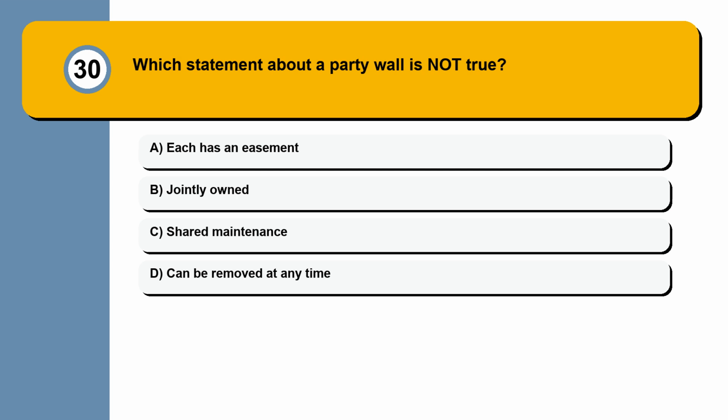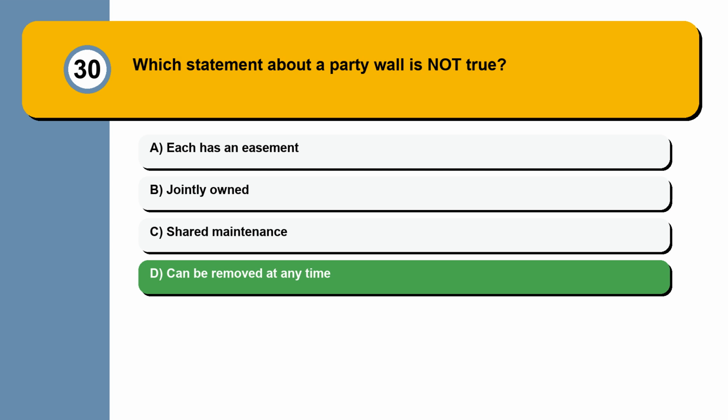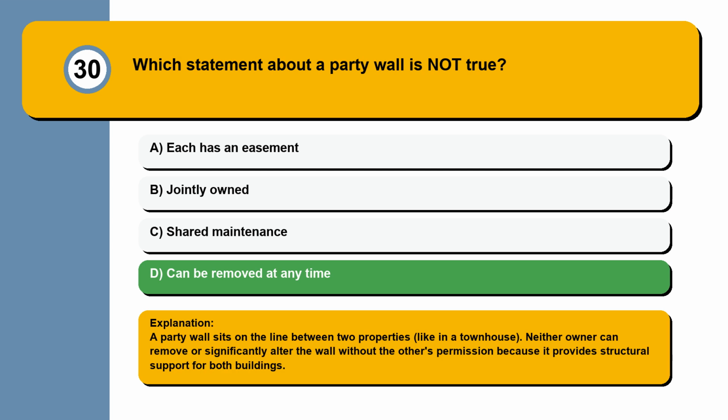Question 30. Which statement about a party wall is not true? Each has an easement, jointly owned, shared maintenance, can be removed at any time. A party wall sits on the line between two properties, like in a townhouse. Neither owner can remove or significantly alter the wall without the other's permission because it provides structural support for both buildings.